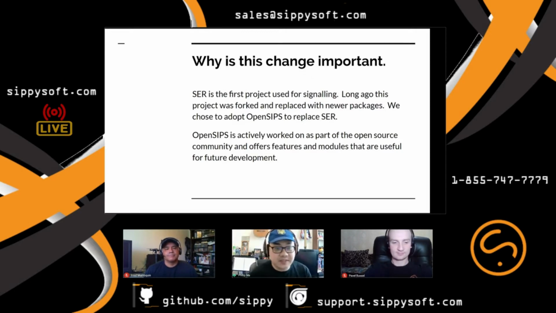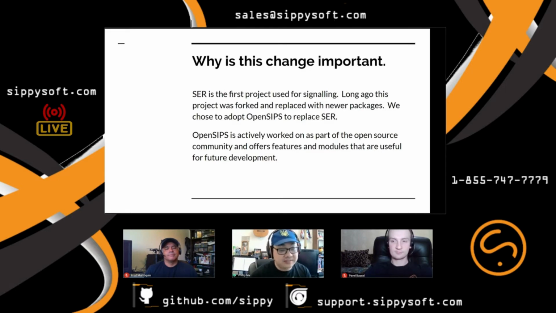But first, let's give you guys a bit of a history lesson about signaling. There was a package called SER that was the first project that used SIP for signaling. And several years ago, this package, or project, was forked into separate packages that handled signaling. And out of that forking, we chose to utilize OpenSIPS to replace SER.